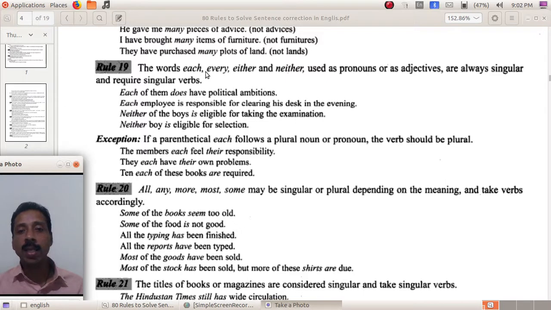The words each, every, either and neither used as pronouns or adjectives are always singular and require singular verbs. Each of them, neither of the boys, etc. Each of them does. Each employee is. Neither of the boys is. So keep in mind, each, every, either, neither used as pronouns are always singular and require singular verbs.